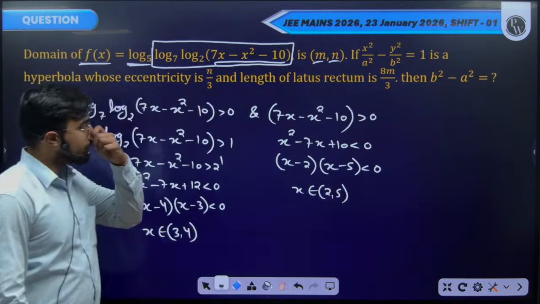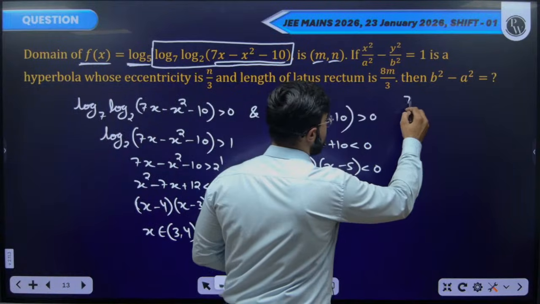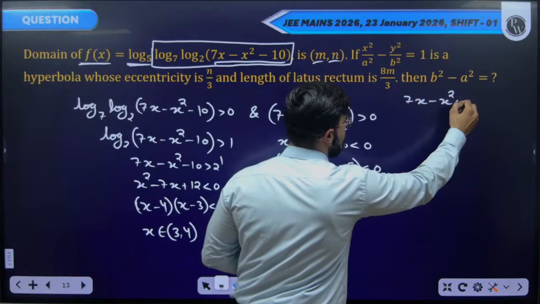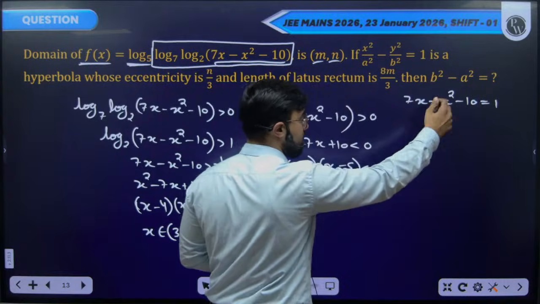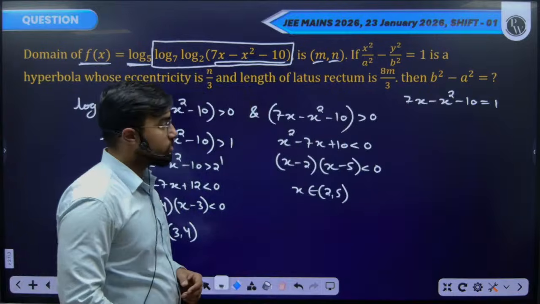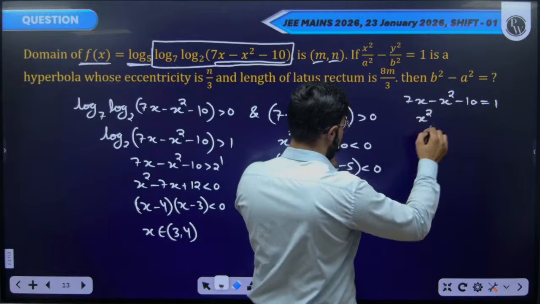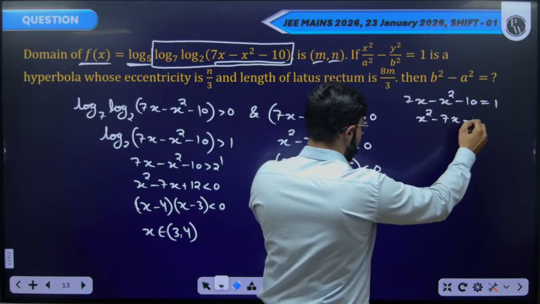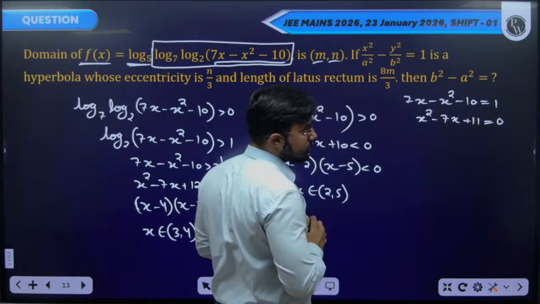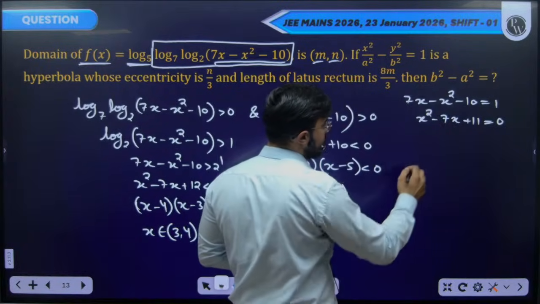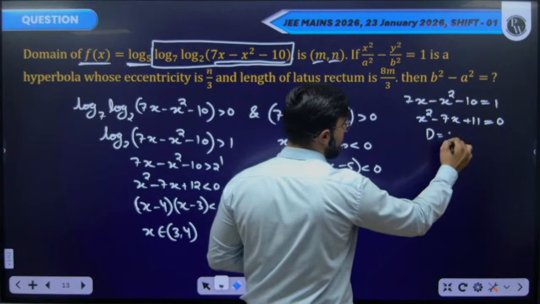Now check once that this one is negative. Can it be 1? Check once whether 7x minus x square minus 10 can be 1 for some value of x. If it is 1, then remove that x from the domain. Now simplify it. So x square minus 7x, and this one is plus 11 equals 0. So find out the value of d: b square minus 4ac.